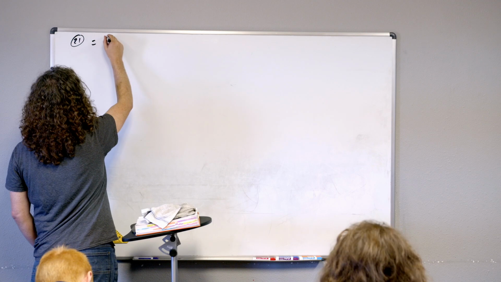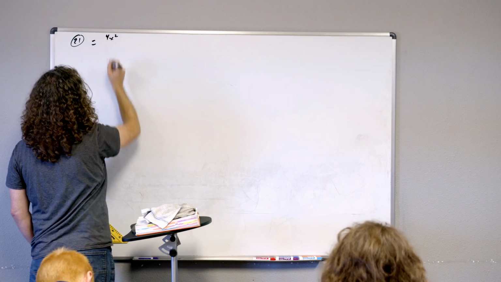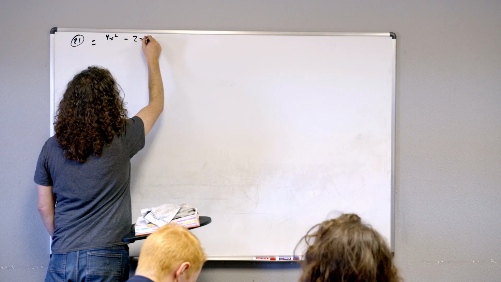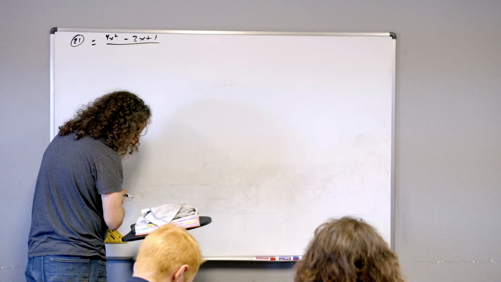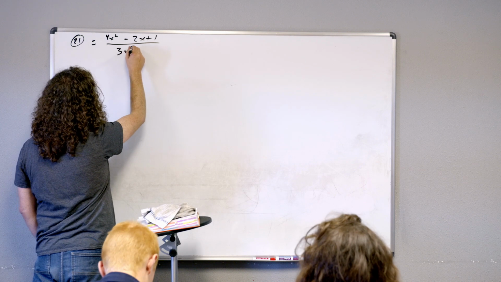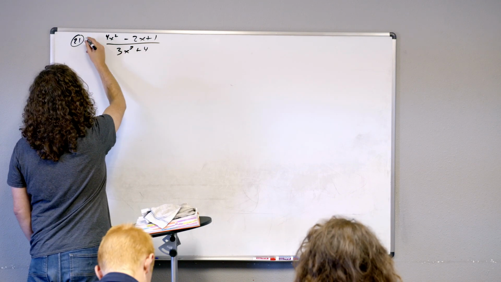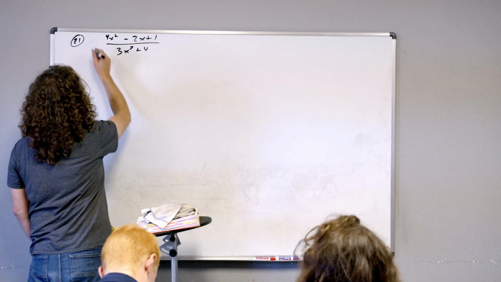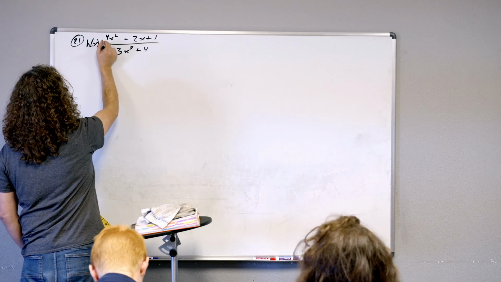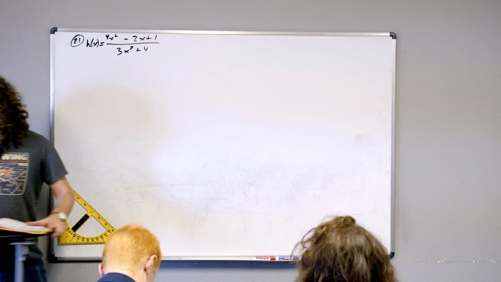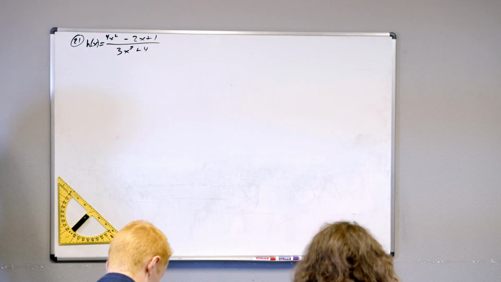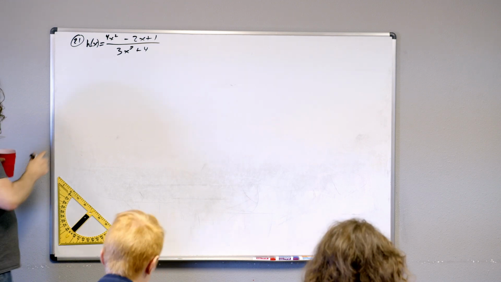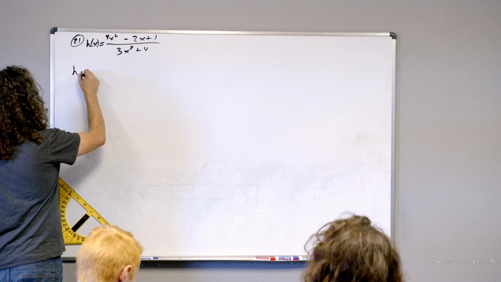4x squared minus 2x plus 1 over 3x cubed plus 4. And it's g of x or something. H of x again. The h's are messing you up. So the horizontal asymptote is 0 because the top degree is less than the bottom degree. And then I do not know the vertical asymptote.